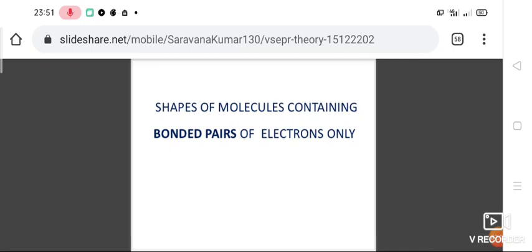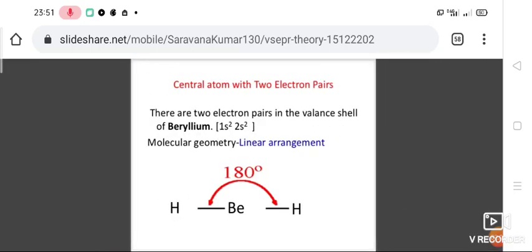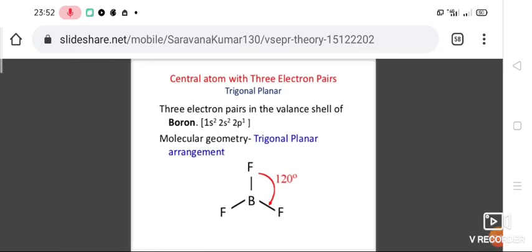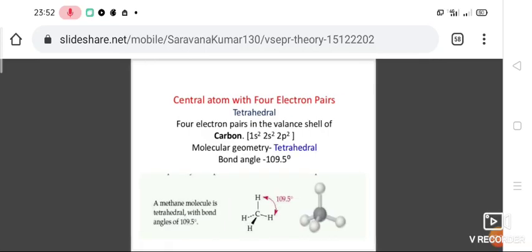Shape of the molecules containing bonded pair of electrons only. Central atom with 2 electron pairs. So what is the shape? Linear. Example, beryllium hydride. Central atom with 3 electron pairs. Central atom with 4 electron pairs. Example, methane. The bond angle is 109.5 degrees.